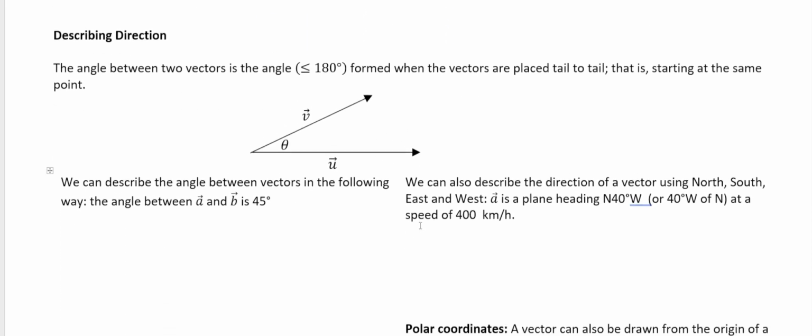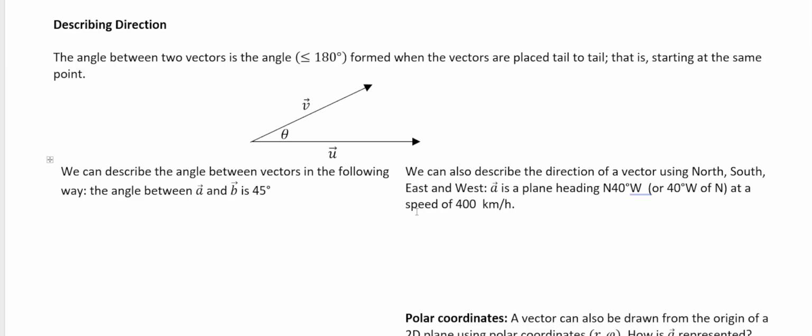Okay, describing direction. The angle between two vectors is the angle formed when the vectors are placed tail to tail, that is, starting at the same point. So this right here, this theta, represents the angle between vector v and vector u. We can describe the angle between vectors in the following way.